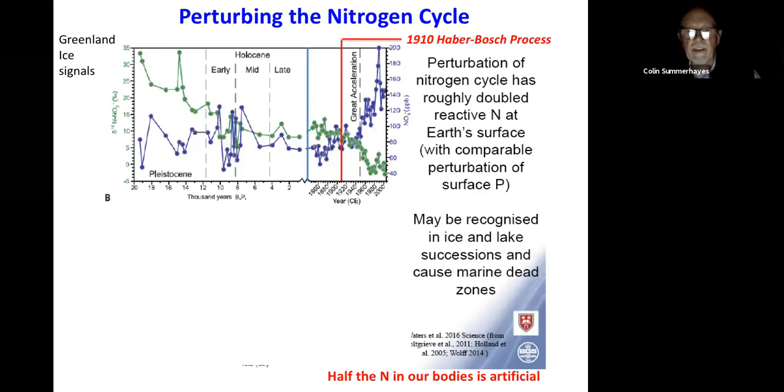We've also perturbed the nitrogen cycle. Here again, we're going back 20,000 years on the left, and we see an expanded view in this graph from the year 2005 right back to about 1850. But let's go to the left-hand side first, where we're dealing with Pleistocene and Holocene. And what you're looking at is two things. Green is the nitrogen isotope signal in the nitrate. And on the right, the blue scale is the actual nitrate concentration in parts per billion.